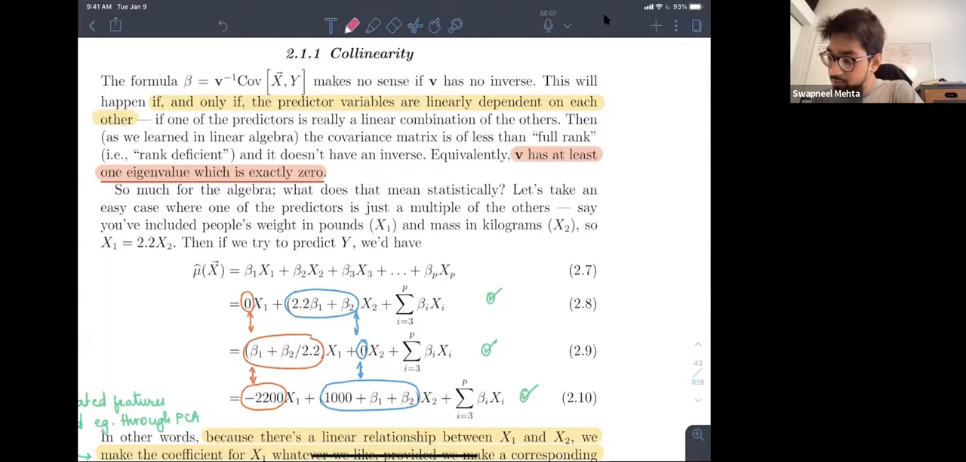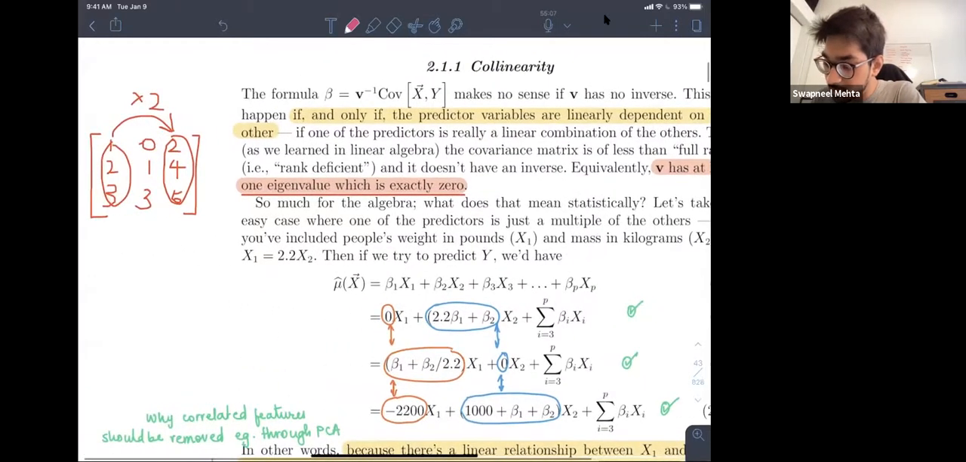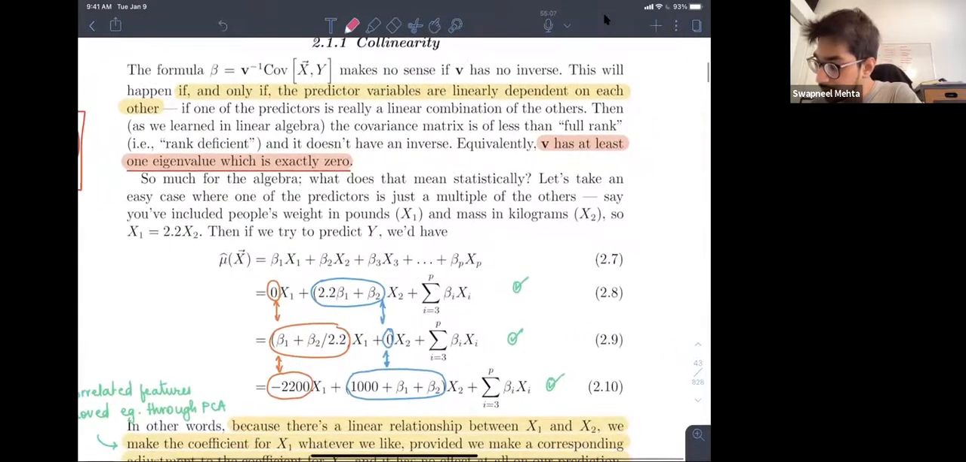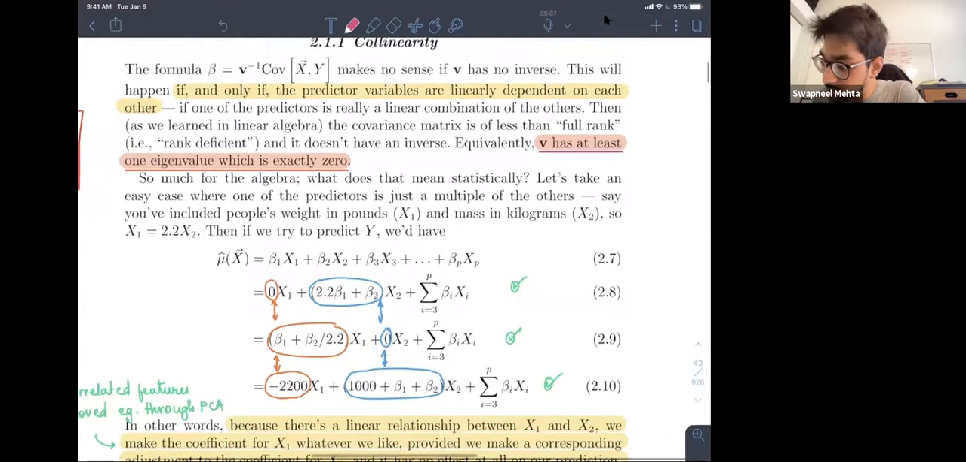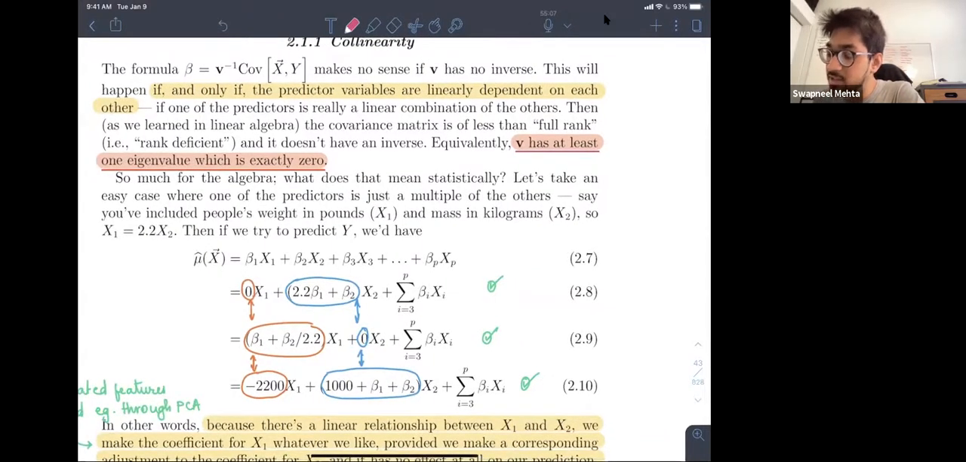The clear problem that arises is, what if this inverse covariance matrix V inverse does not exist, like the matrix is not invertible? This will happen if and only if, and this again goes back to linear algebra, the predictor variables are linearly dependent on each other. I've given an example here where one column is just a linear combination of the other column, and that is not cool. That means this matrix is not invertible, and if you try to invert it, you'll get a divide by zero error. In another matrix algebraic sense, there is at least one eigenvalue which is exactly zero.